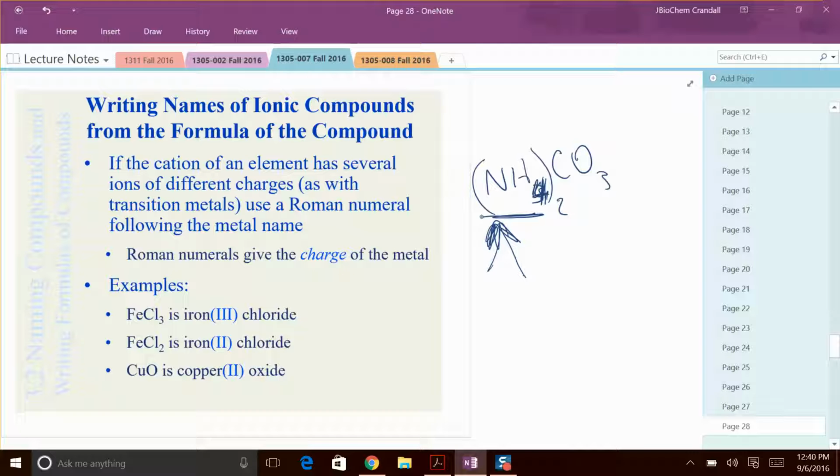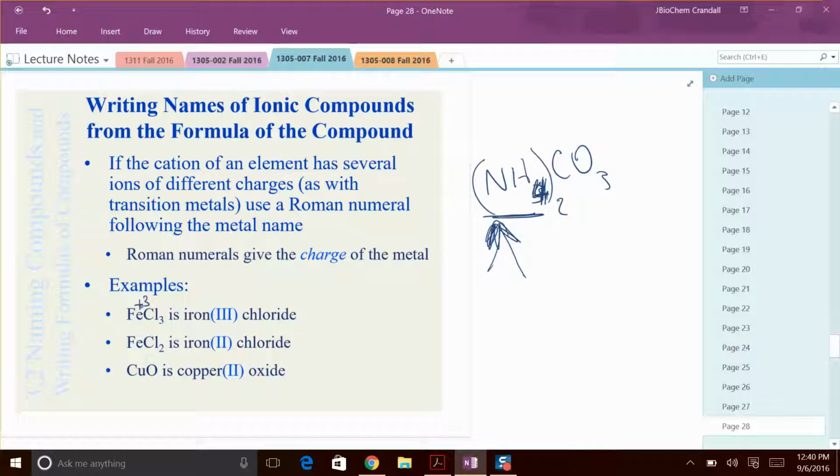So here's a few examples. FeCl3. So I know the charge of this iron is +3 from the compound. How can I determine that to be +3 from this chemical formula? What's telling me that that iron has a 3 positive charge? The chlorine. Chlorine has what charge? -1. So if I have 3 -1 charges that have to be balanced by 1 iron, that means the charge on the iron must be what?